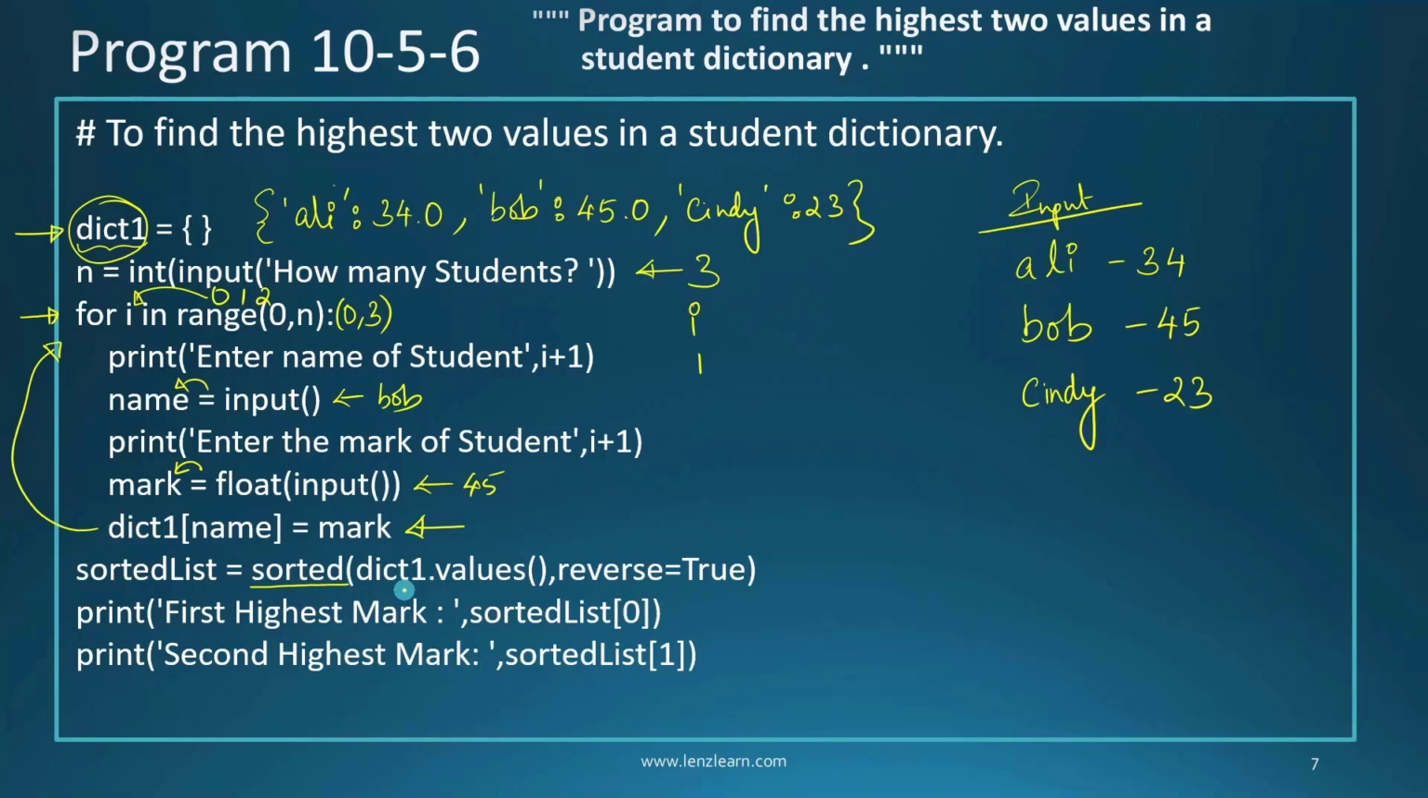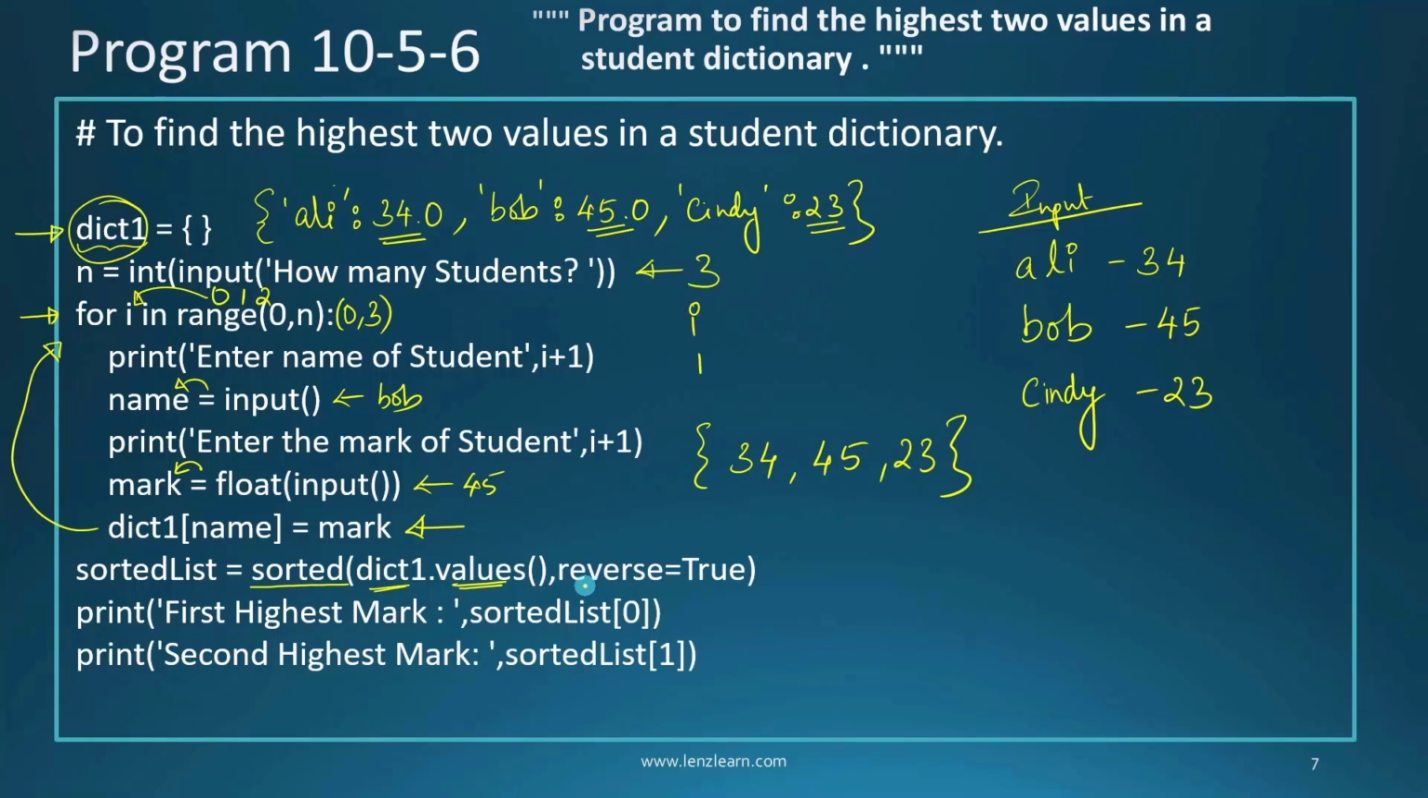With what you have to sort? So I have to sort based on the values stored inside dict1. So what are the values stored inside dict1? That is 34, 45 and 23. So you should understand we are not sorting the keys, we are sorting based on the values.